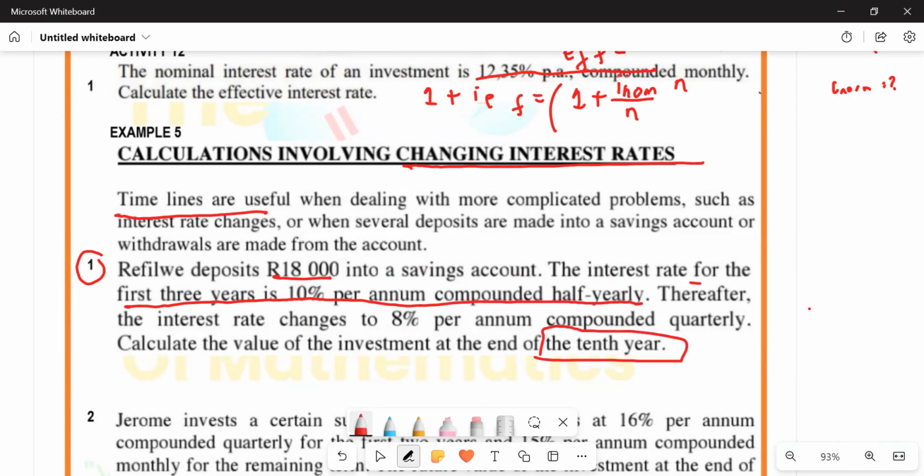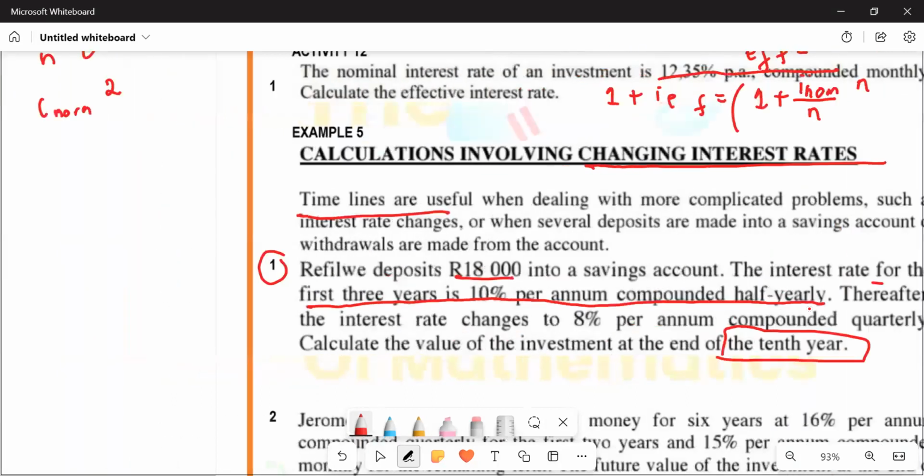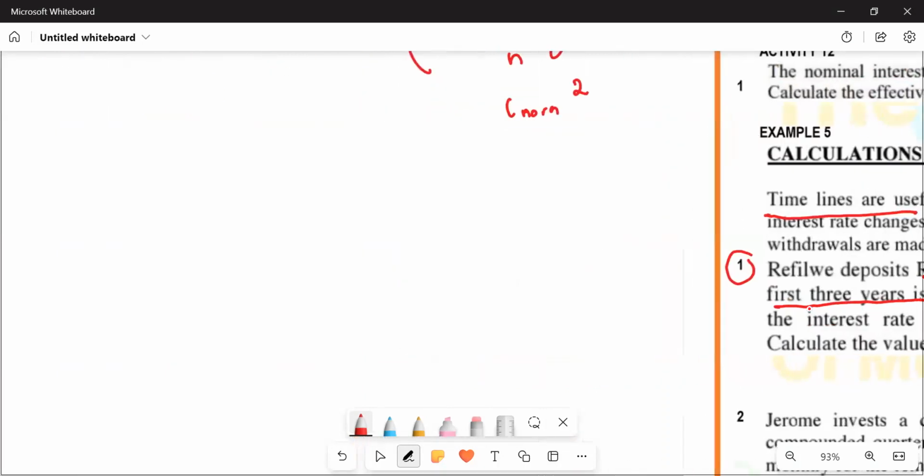10th year, yes. So if we're going to put this in a number line, how is it going to look like? Let's check this thing here. So Refiller invests this money for how many years? For 10 years. So it means you can have something that looks like this. So you're going to say you have T0. At T0, we have Refiller who's going to deposit a principal amount. Let's call it P, because sometimes we don't know what P is. So we'll say P, we know P is going to be 18,000.